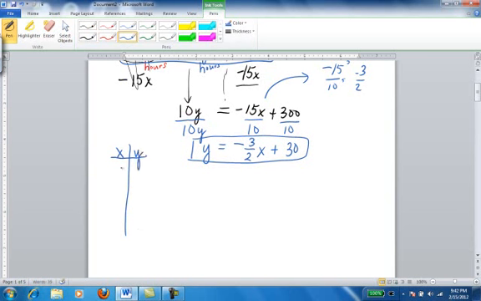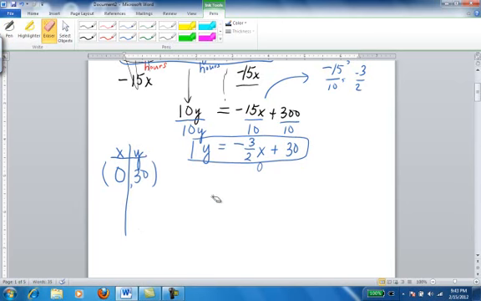For example, I can set up a table of values for x and y, and one of the easiest ones to put in for x would be 0. So if I put 0 right there, that's going to make y become 0 plus 30, and y will equal 30 right here. So I have a pair of numbers, 0, 30, right there.